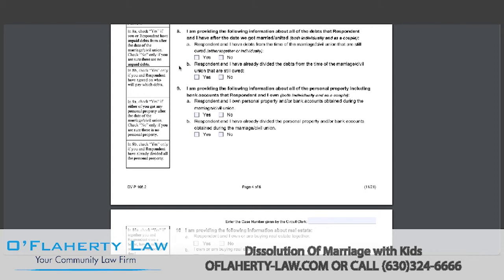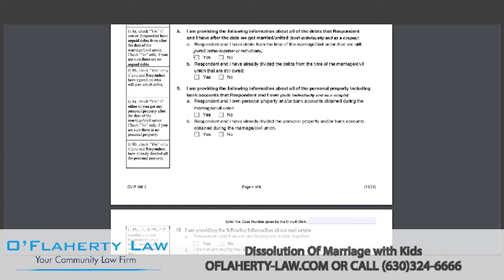These next few sections are really important because marital property includes any debt or personal property, including bank accounts, acquired after marrying your spouse. This is any debt or property incurred by either you or your spouse during the marriage. You will want to let the court know if there are any debts, bank accounts, or personal property that you and your spouse have acquired.